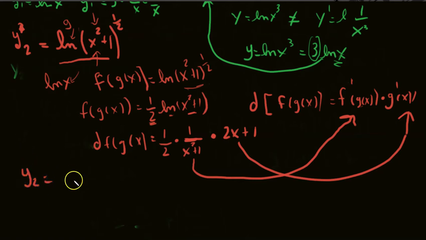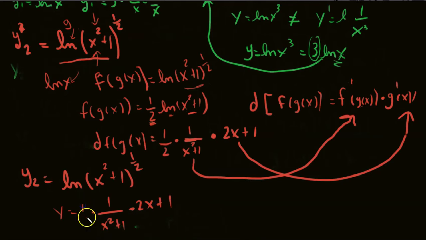Eventually you'll just be like, you don't even need to do all this stuff here. You'll just know that the derivative of this is easily 1 over x squared plus 1 times 2x plus 1 and multiply by half. It'll become automatic. Just do a bunch of chain rule examples. We're going to do another one right after this, and it will be like an automatic thing. You'll just catch it right away. So let's move on to part B.